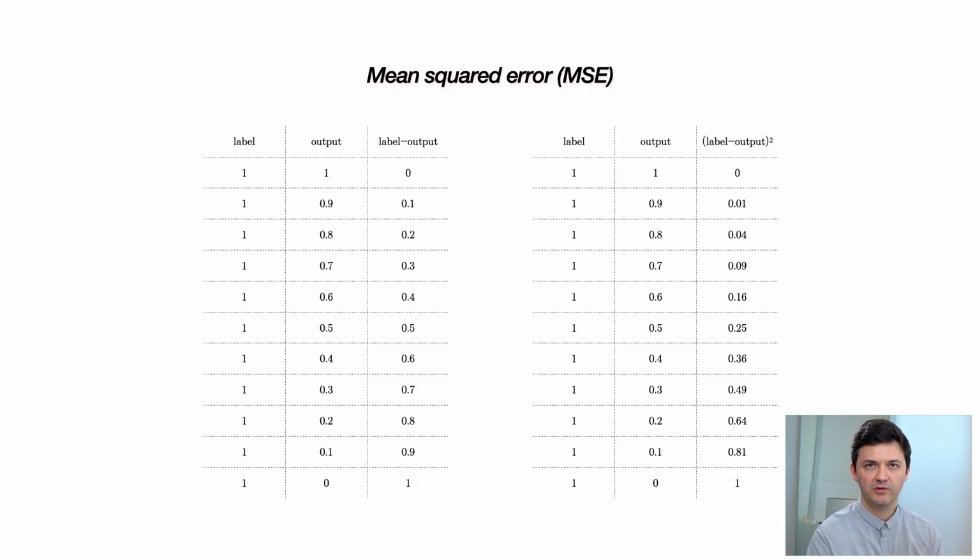So what you might be asking me is, what is then the difference if we take the absolute value of this expression or if we square this expression? How do the outputs differ from each other? Well, let's take a look. Here I created 2 tables. So on the left table, the right column shows label minus output. And on the right side, we have the right column showing label minus output squared. And the middle column is the same for both cases.